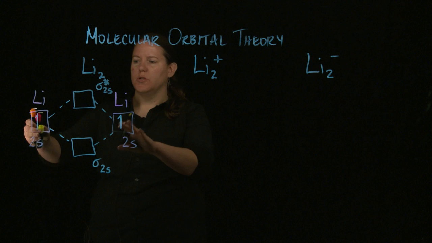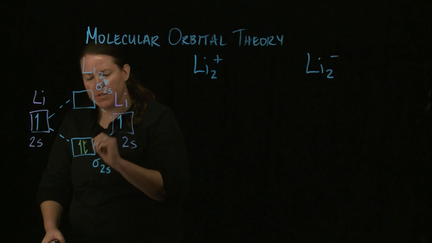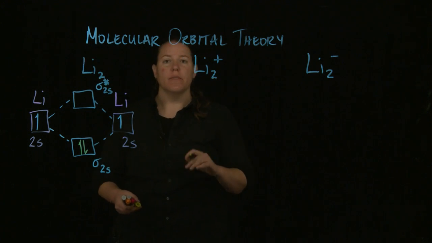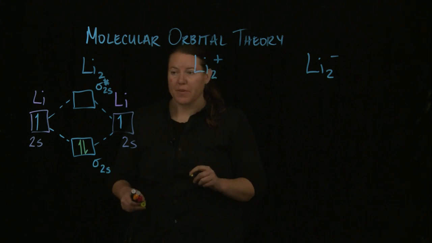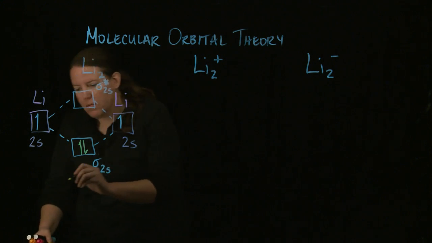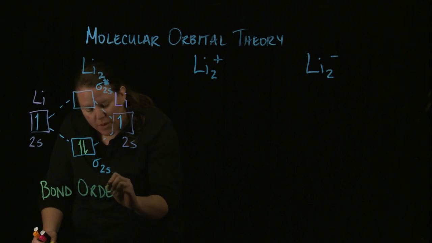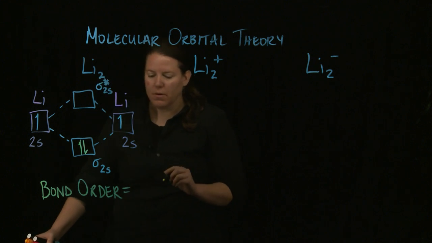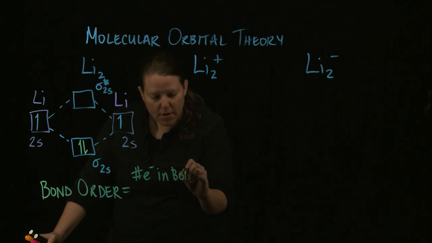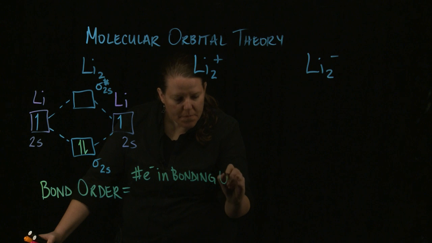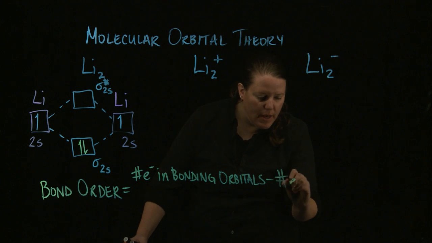And when I put these two electrons together, I'm always going to start from the lowest energy there is. So these two are going to combine and fill the bonding orbital. When we do this, we can get quite a lot of information from this. We can get a bond order. A bond order might tell me something about what kind of bond would possibly form between those two Li's. The bond order is just the number of electrons in bonding orbitals minus the number of electrons in antibonding orbitals.